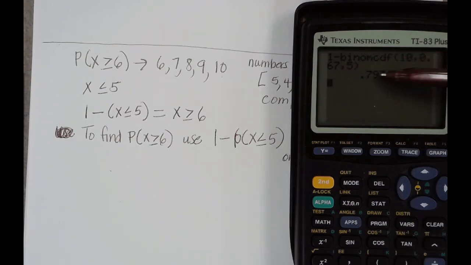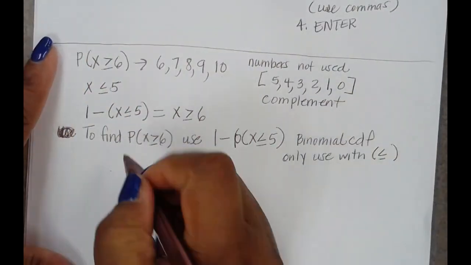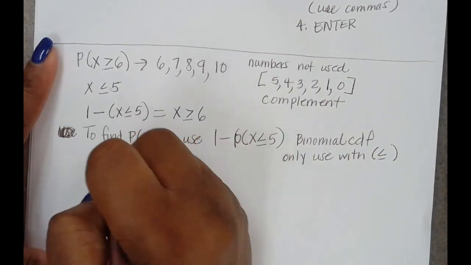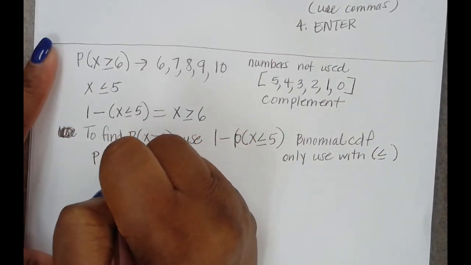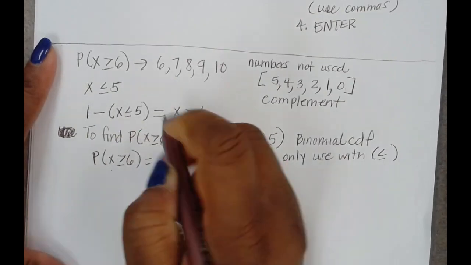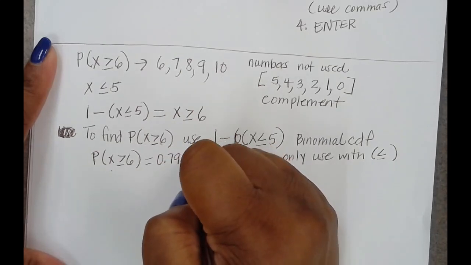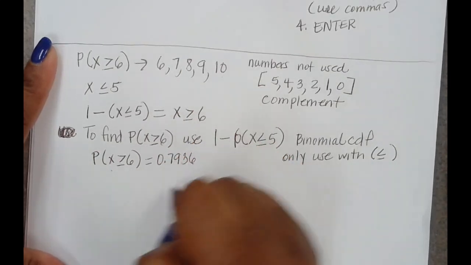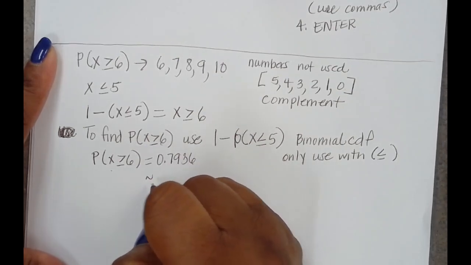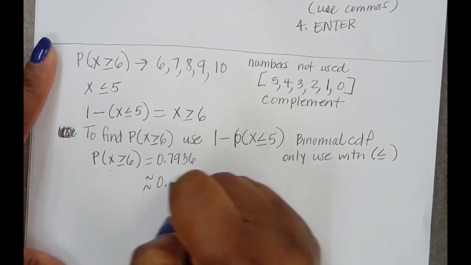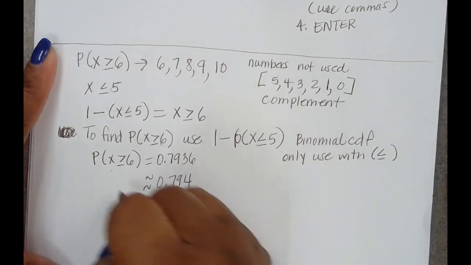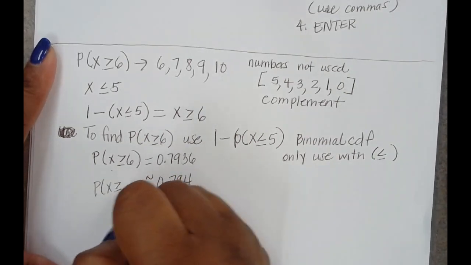So looking at that number, 0.7936, this 4 doesn't bump that 6 up to a 7. So I'm going to record P of X is greater than or equal to 6 as 0.7936, rounding that to 3 numbers after the decimal, 0.794. Okay.